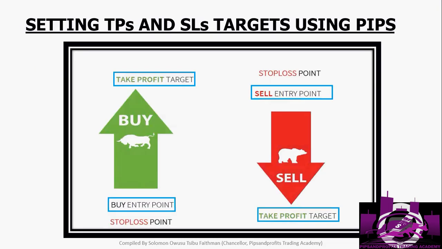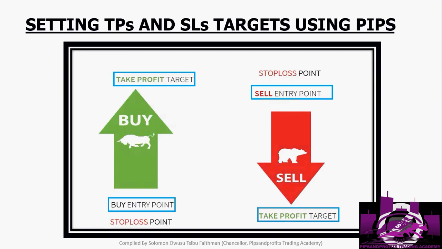Then we went into TPs, how you set your TP. If we are buying, we are anticipating price will go up. If we are anticipating price will go up, then our TP is going to be up, and our stop loss is going to be below our entry point. In that sense, for buys, if our TP is up, we are adding, and if our stop loss is below, we are going to subtract.